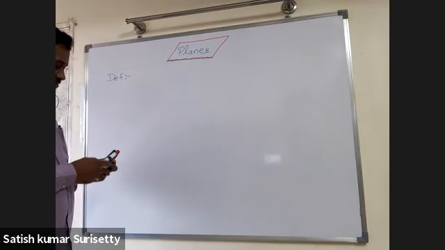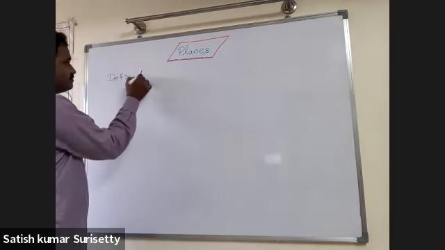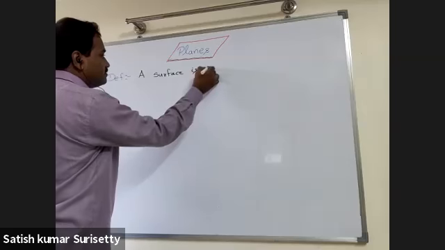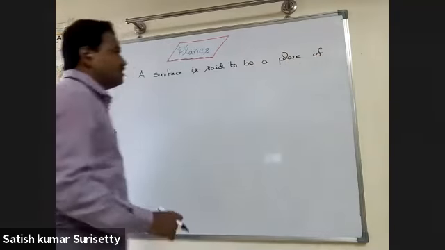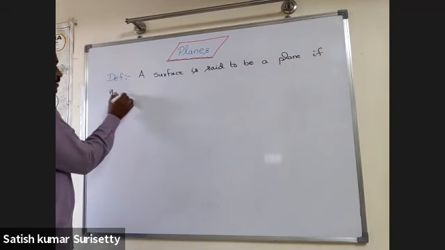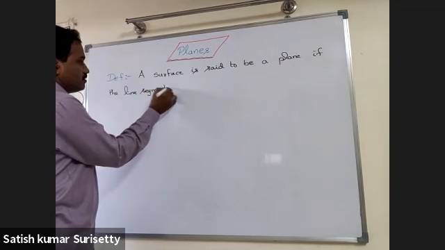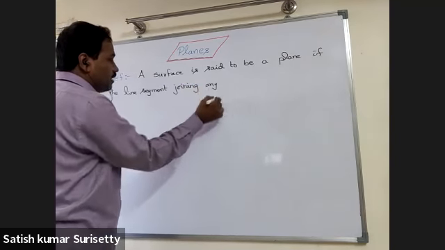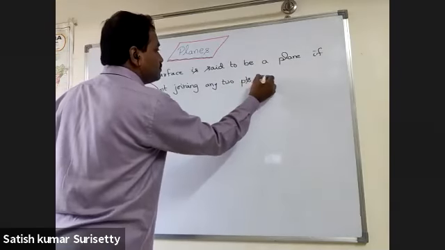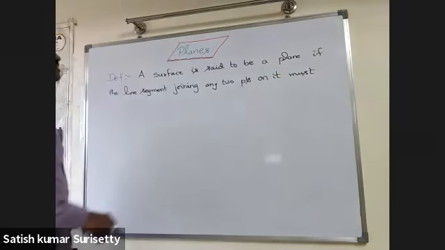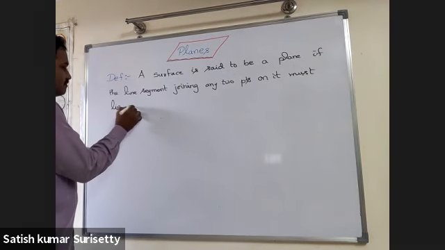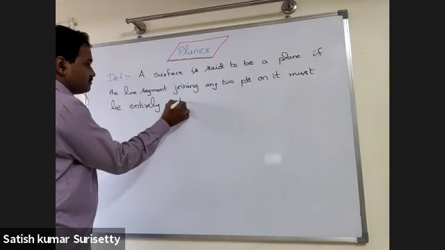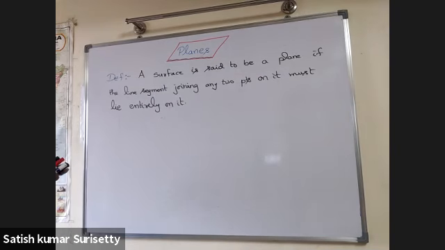So what is meant by a plane? A surface is said to be a plane if the line segment joining any 2 points on it must lie entirely on it.